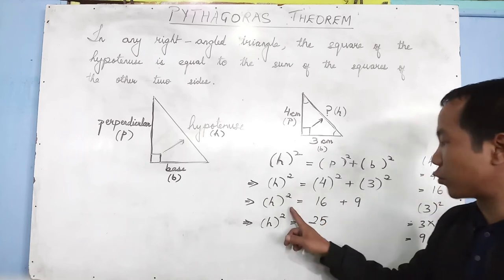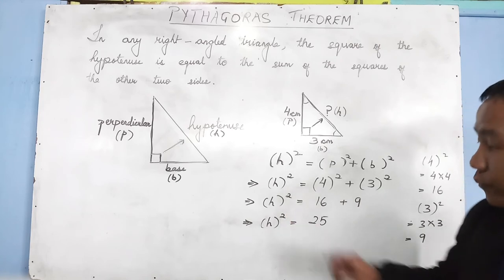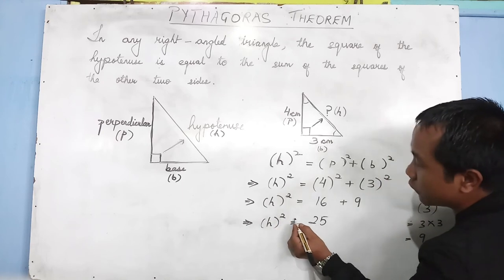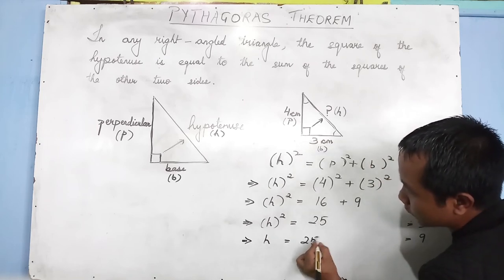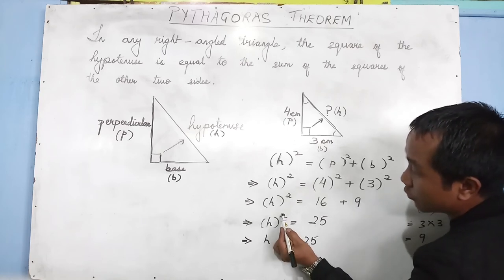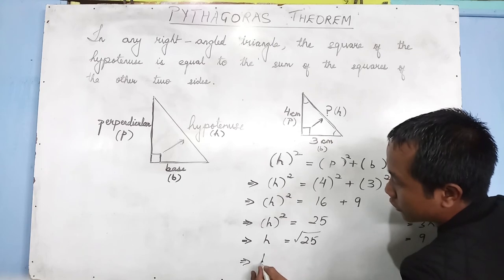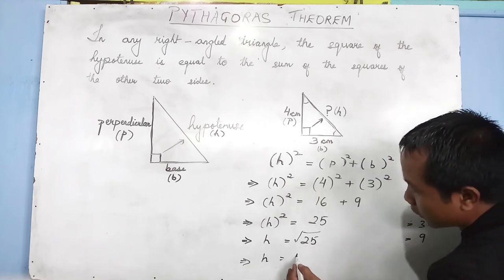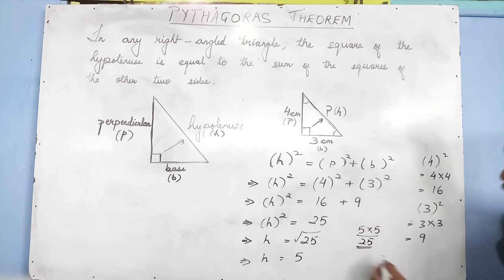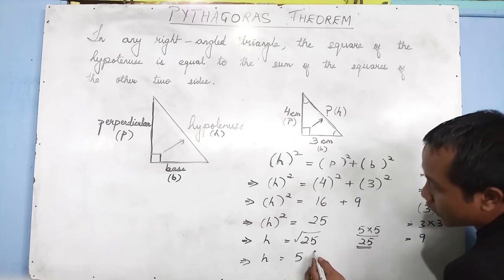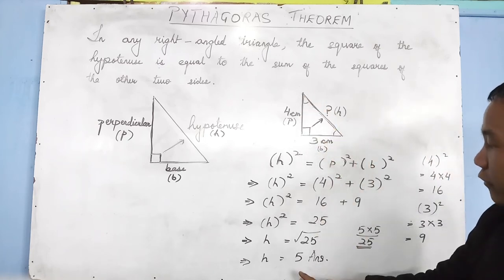Here we got H square is equal to 25. But what we are going to find out is only H, not H square. So this square needs to move to the other side. We keep H only, and here is 25. When the square moves to the other side, it becomes a square root. So H is equal to the square root of 25, which is 5, because 5 multiplied by 5 is 25. So H is equal to 5. That means the length of the hypotenuse of this given triangle is 5 centimeters.